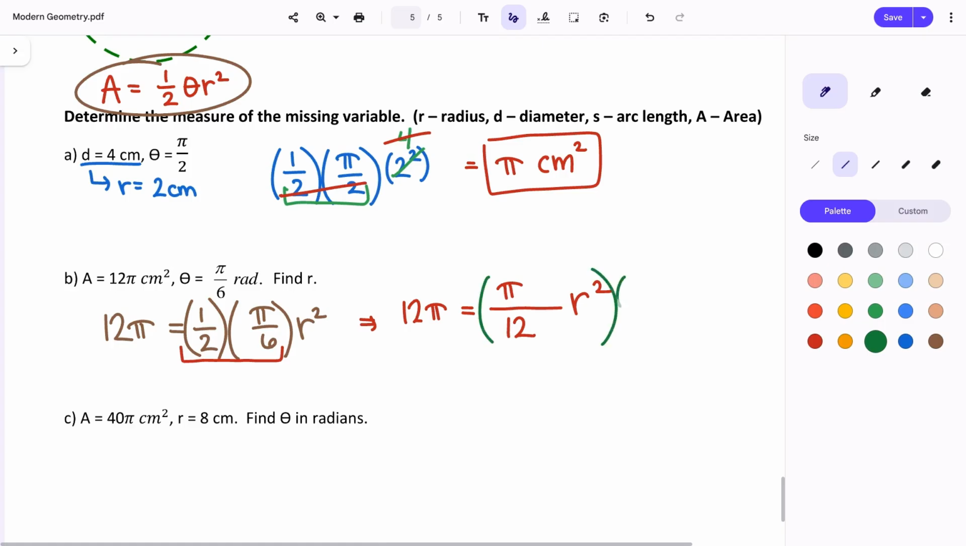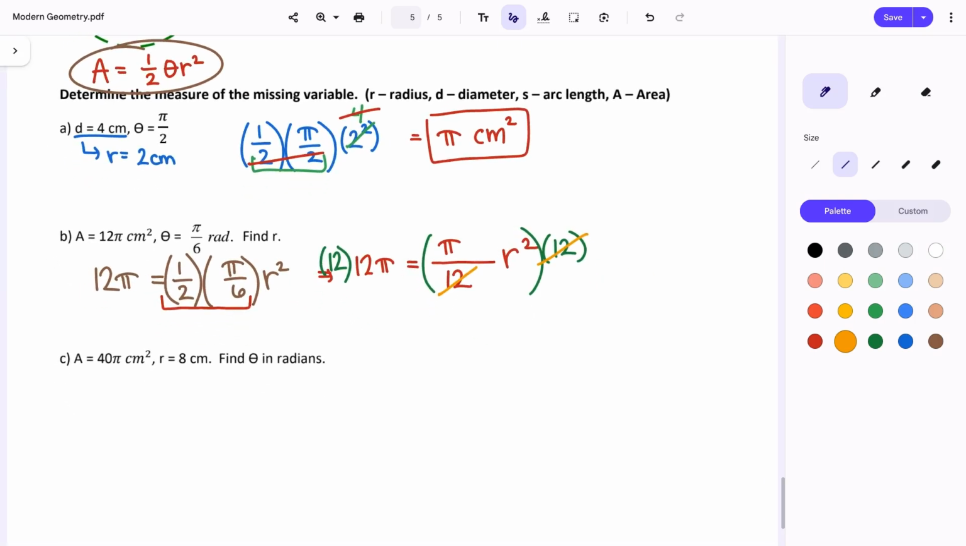Yeah, we're going to take this times 12, and we'll multiply this side by 12 as well. So when we do that, these 12s are gone. Okay, and so what I have now, we have to multiply over here. So we have 12 times 12 pi, which would be 144 pi. And then over on the other side, we have pi r squared. Okay, what would you guys do next?